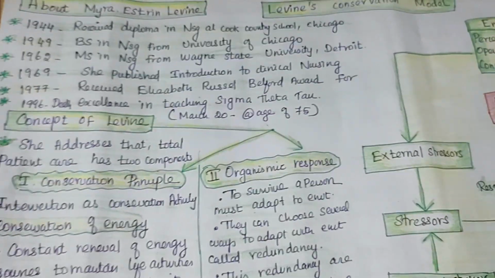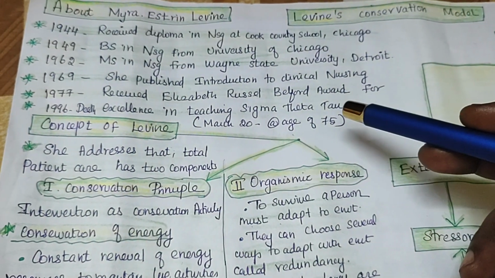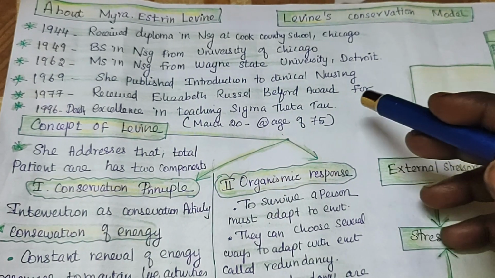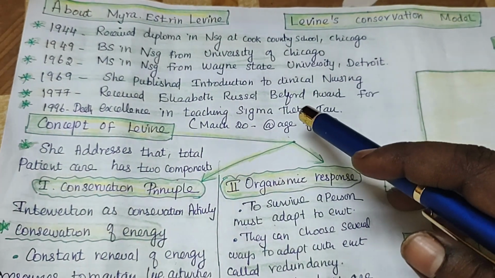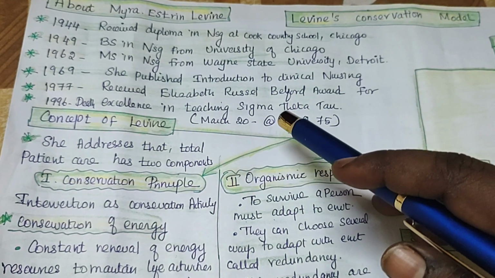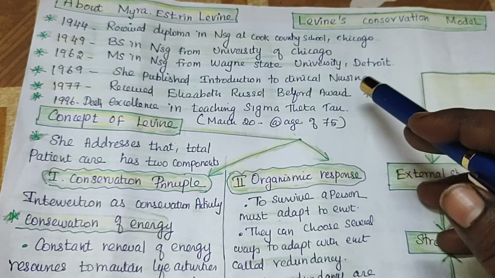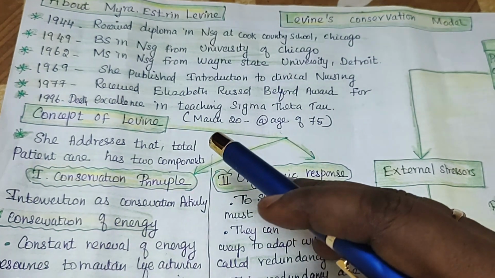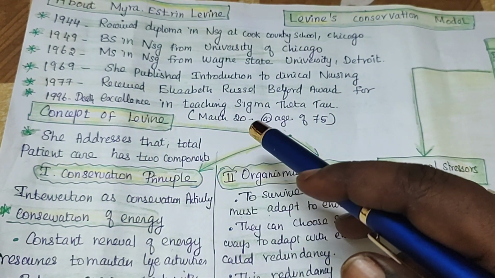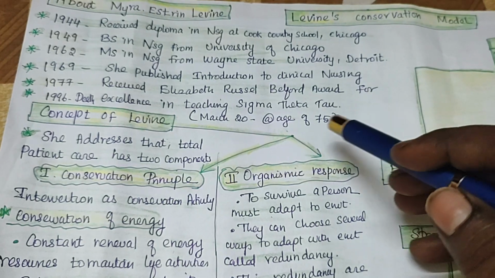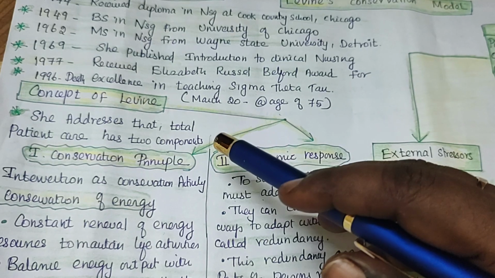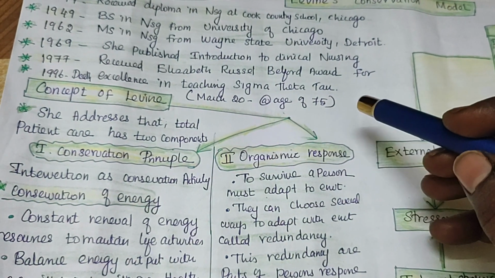Before going to this theory, who is she? Her name is Myra Estrin Levine. In 1944, she received the diploma in nursing at the Cook County School, Chicago. In 1949, a Bachelor of Science in Nursing from the University of Chicago. In 1962, a Master of Science in Nursing from Wayne State University, Detroit. In 1969, she published Introduction to Clinical Nursing. In 1977, she received the Elizabeth Russell Belford Award for Excellence in Teaching from Sigma Theta Tau. In 1996, on March 20th, at the age of 75, she died.